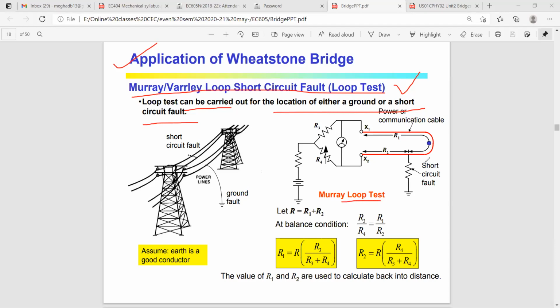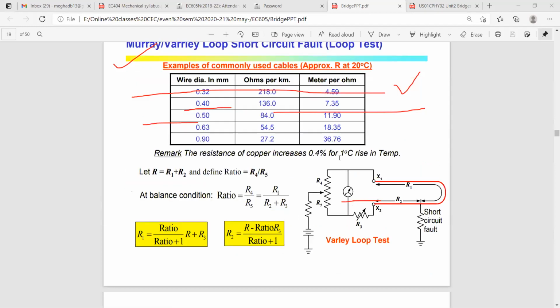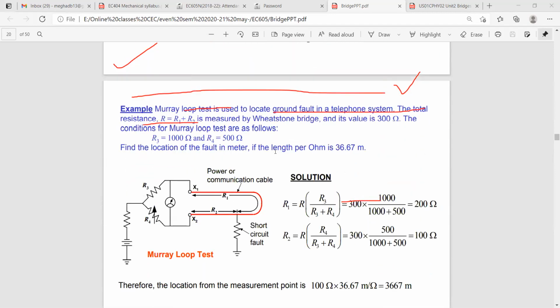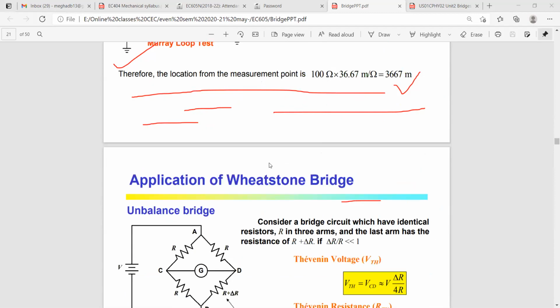So you don't have to do so much. Just remember that Wheatstone bridge can be applied in the Murray loop short circuit test, where in long transmission lines some short circuit fault may occur. Okay, so this much will help you, nothing more. So here are some in my PPT because when I read Murray loop test, I had Murray loop test in my syllabus. Okay, so you don't have to do that much because it's not in your syllabus.